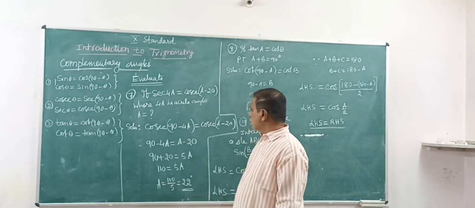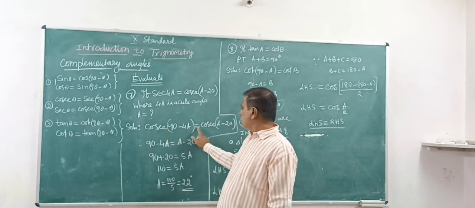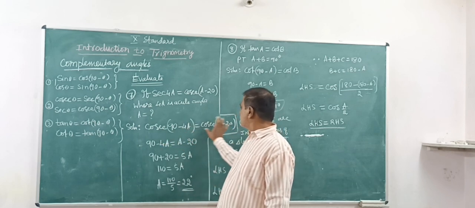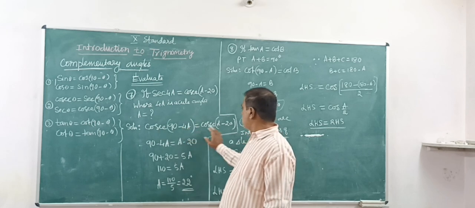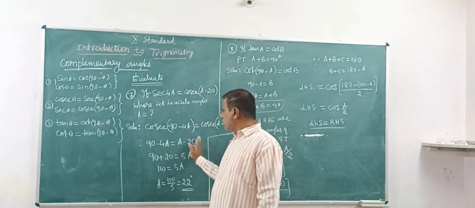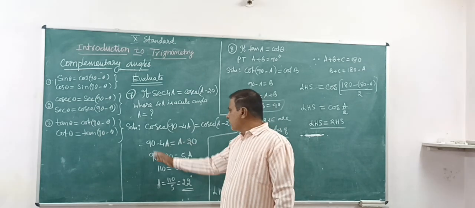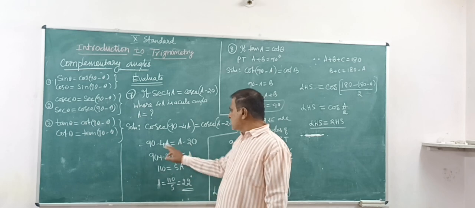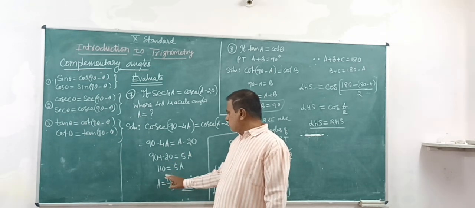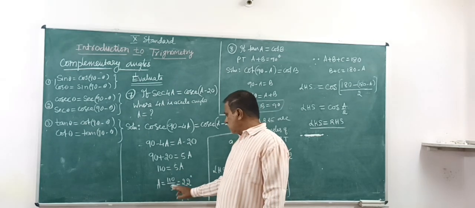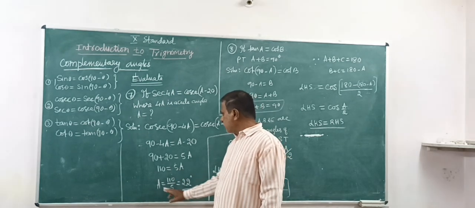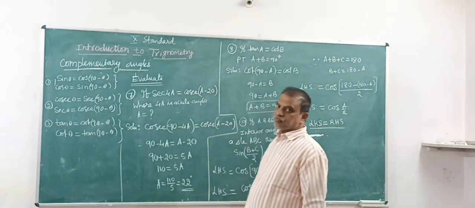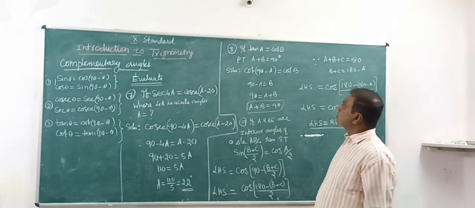Then look at the equation. We have cosecant equals cosecant. This is cosecant, this is cosecant, then these two must be the same. 90 minus 4a equals a minus 20. Suddenly you get this equation. Solve for a. 4a to this side gives 5a, 20 to this side, plus 20. 110 equals 5a, a equals 110 divided by 5, equals 22 degrees. The value of a is found to be 22 degrees. Solution we have found.